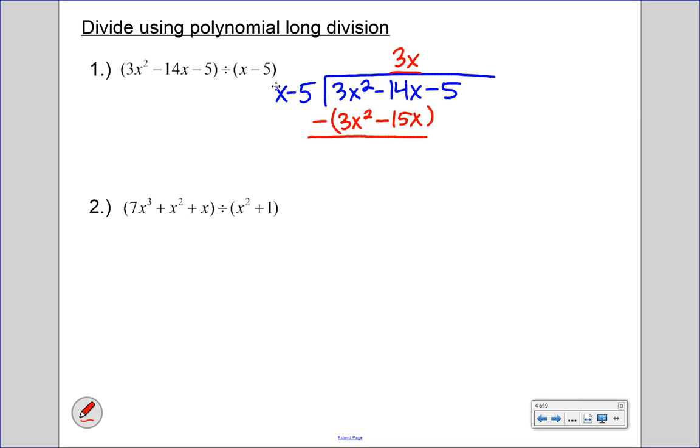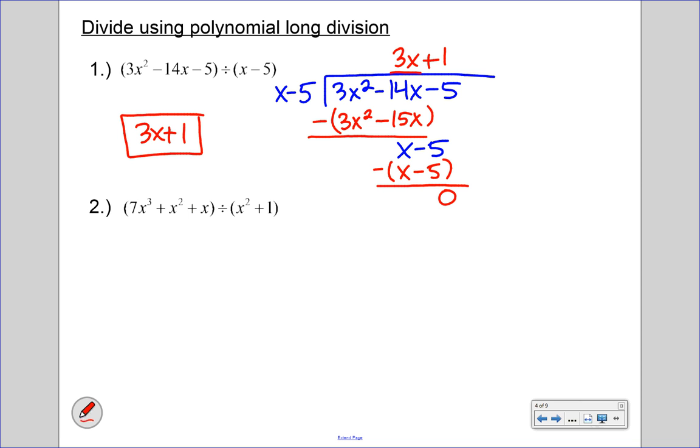And then we're going to subtract these. 3x squared minus 3x squared cancels out at 0. And then we have a negative 14x minus a negative 15x, which becomes a positive. So this is just going to be x, and then we bring down the negative 5. Then we're going to do this again. We're going to look at the first terms of both polynomials. x times 1 is x, so we're going to say plus 1. And so 1 times x is x, and 1 times negative 5 is a negative 5, and our remainder is 0. So our answer to this is 3x plus 1. All right, let's do our next one.